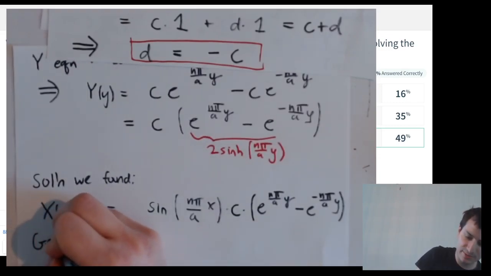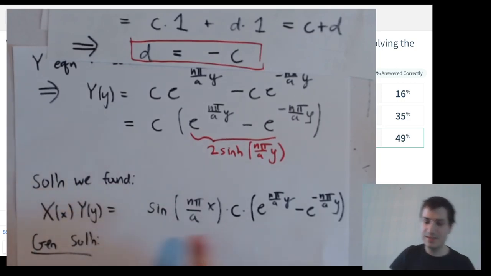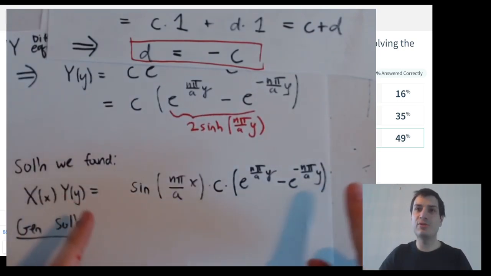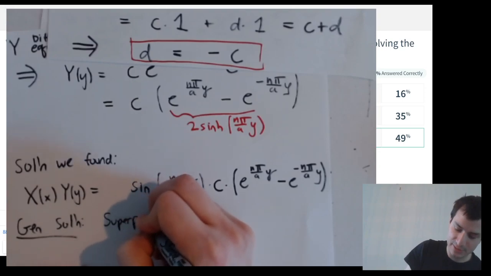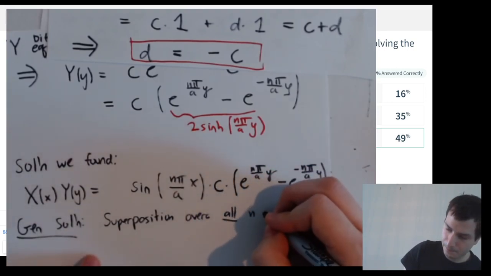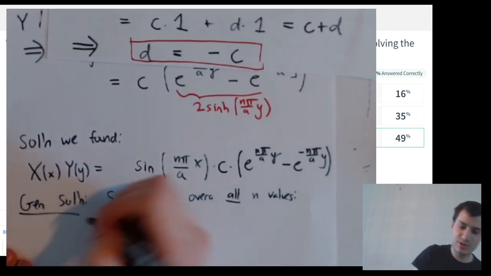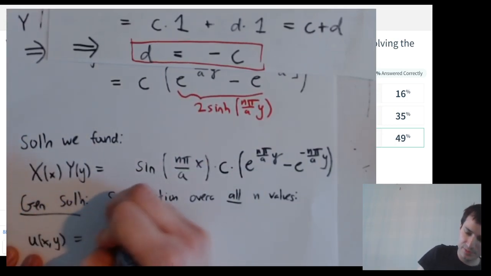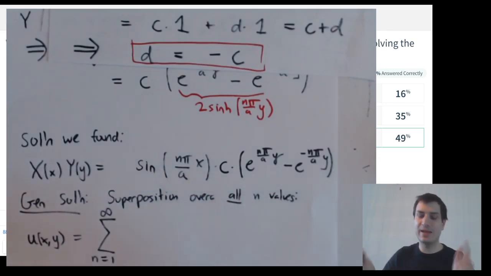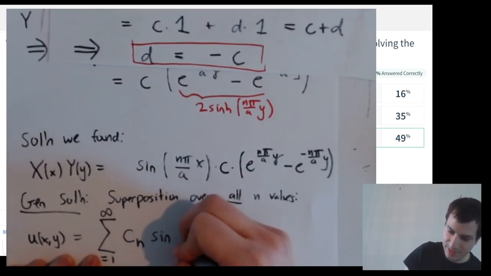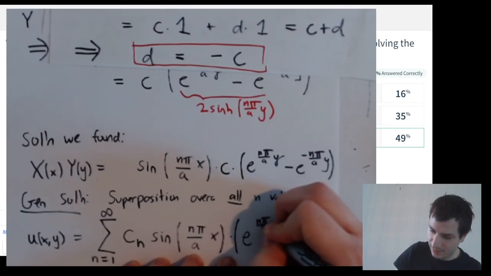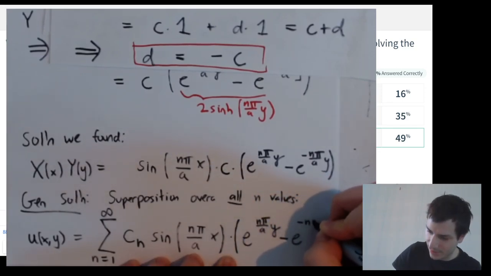And what is the general solution? This solution depends on some particular n value. You tell me what n is, I can tell you what this thing is. The general solution is just superposition over all possible n values. So u of x, y is a sum over infinitely many possible things. The coefficient C now depends on n, so I'm going to call it C_n. And now we have the same thing as before: sine of n pi x over a times e to the n pi over a y minus e to the minus n pi over a y.